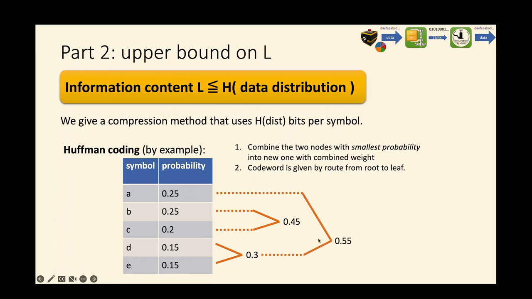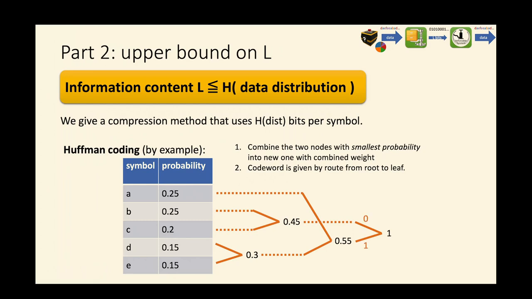So now you have to combine these two, 0.3 and 0.25, to get 0.55. And then the last step, you always combine two to get one, because all the numbers sum up to one. So that's a good check. In the end, you have to get the one. OK, so that's step one. We're done. Now we can go backwards.